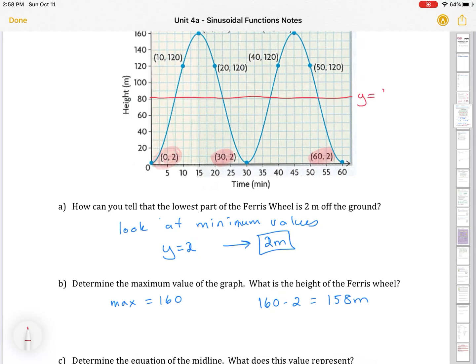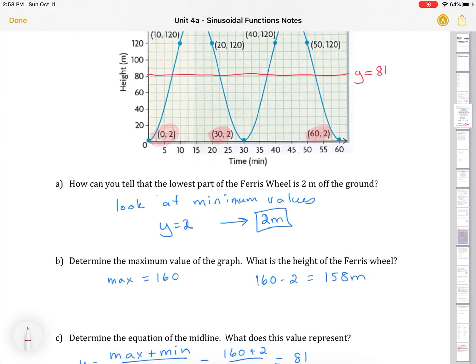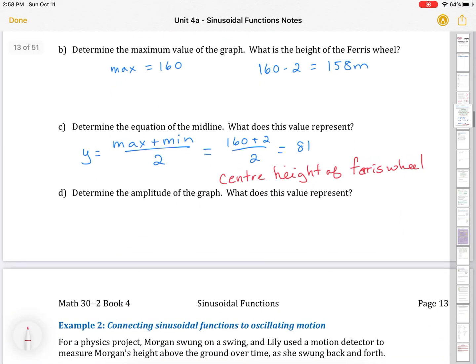That would be where our midline is, so y is equal to 81. That would be our center height, so that's representing the center height of our Ferris wheel.